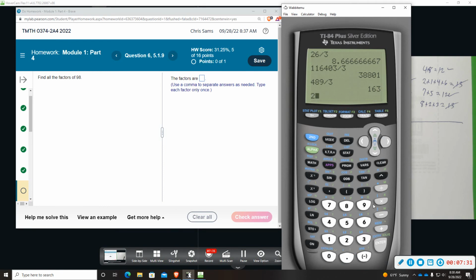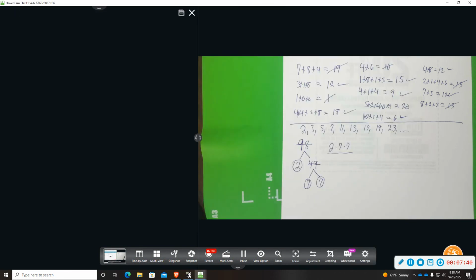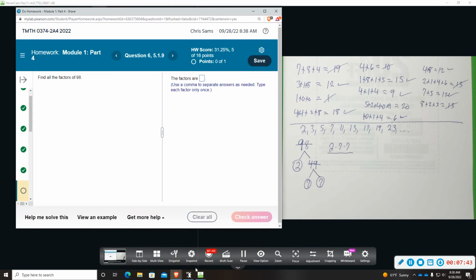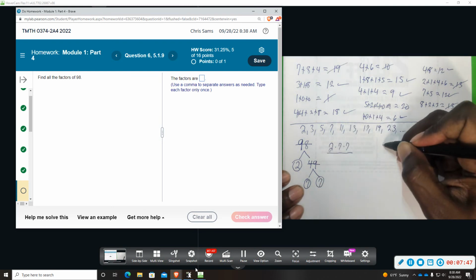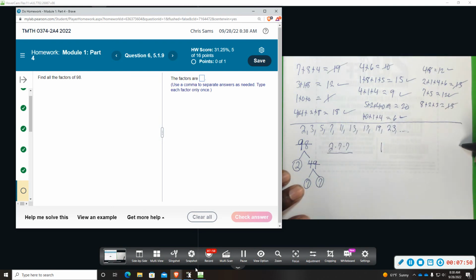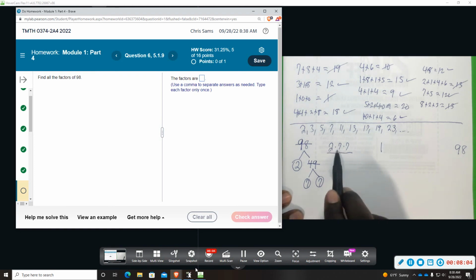I'll just show you that. 2 times 7 times 7. We get 98. All right. And then when we begin to list all the factors, we want to start with 1 times itself. So factors would be 1 and 98, and I'm going to skip a space. So 1 times 98 will give you 98. And then I want to start going through the list. 2, is it divisible by 2, by 3, by 4, and so on. Now, I'm going to be using these prime factors to help me.